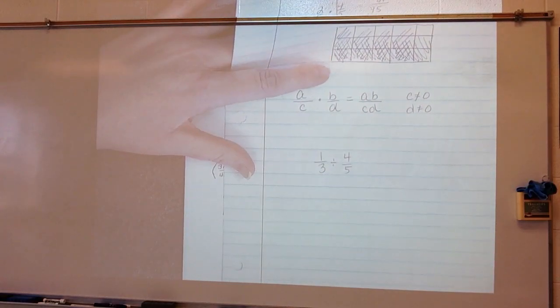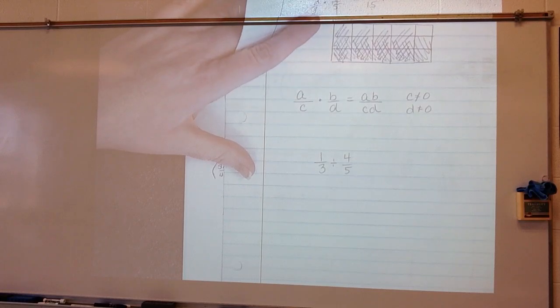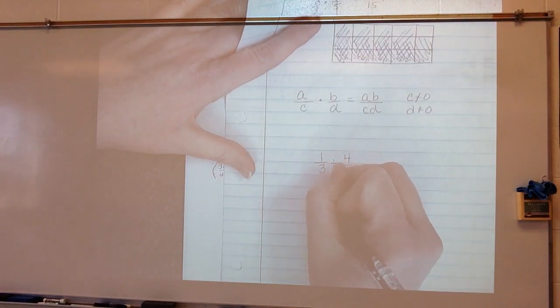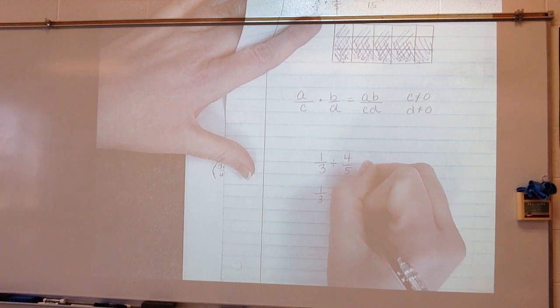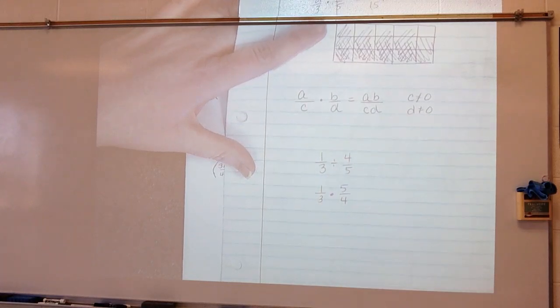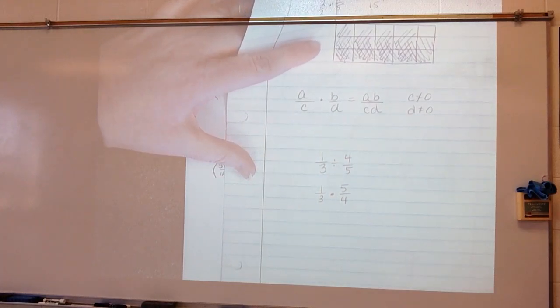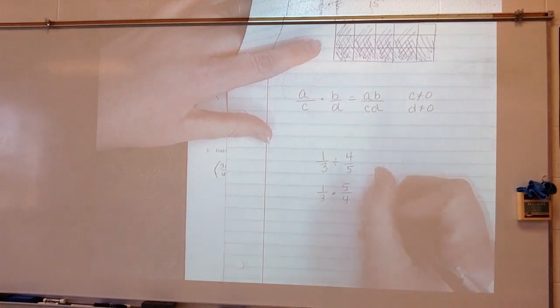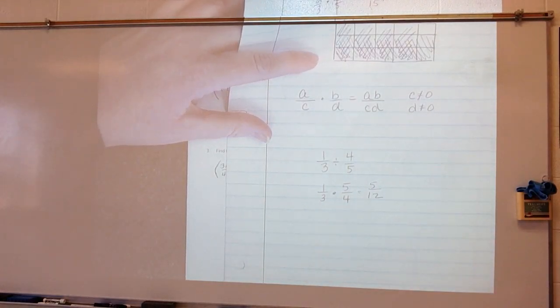All right. Remember the rule, keep, change, flip. So 1/3 times, and I flip. I take the reciprocal of that second number. Okay? So then I would do what with it? Well, I would multiply it through. So I get 5/12.